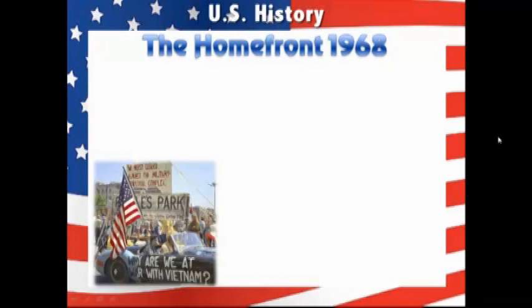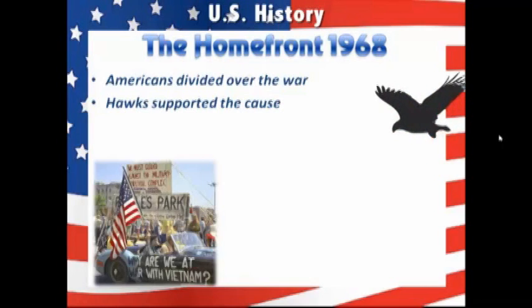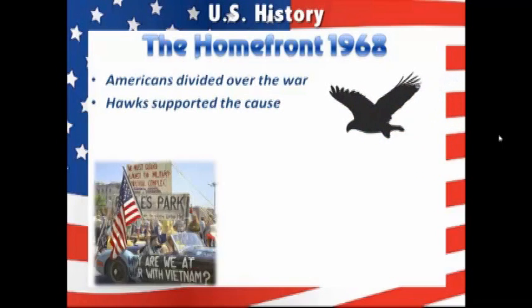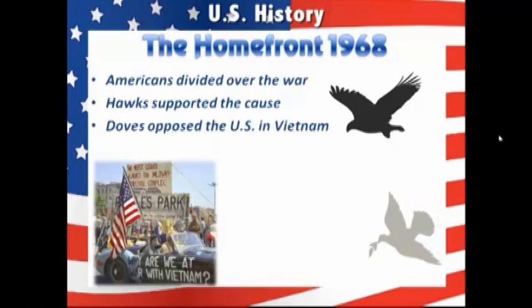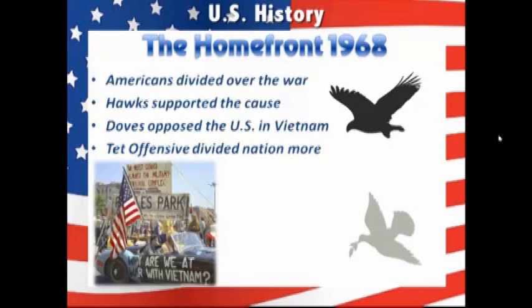And now looking at the home front. Americans were divided over the war. Some were very supportive, some even wanted to escalate the war even further, and yet others were completely opposed to the war and felt we needed to get out. Those that supported the cause were known as Hawks, and those that were opposed were known as Doves. The Tet Offensive divided the nation even more.